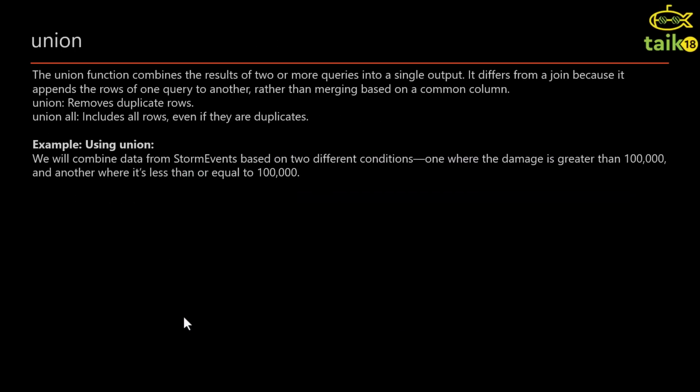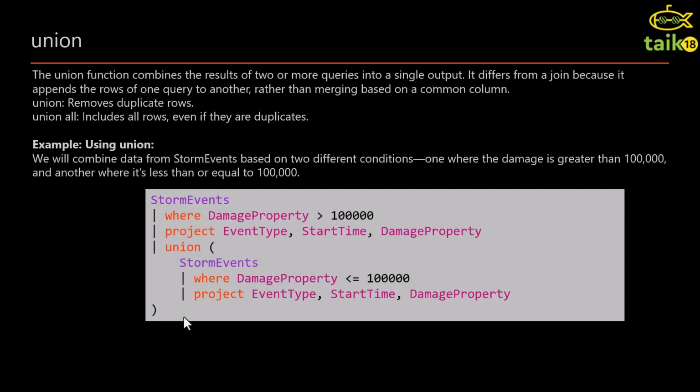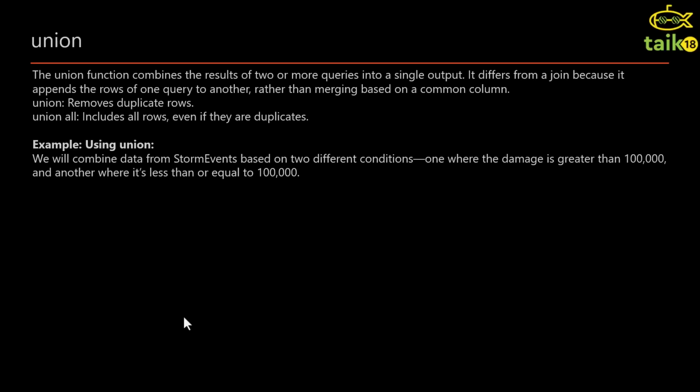So now the next thing here is the union function, where basically we can combine both things. Union usually refers to adding up two or more queries or tables into one single thing. So we'll continue combining from storm events based on two different conditions: one where the damage is greater than 100,000, and another where it is less than or equal to 100,000. It's just an example here.